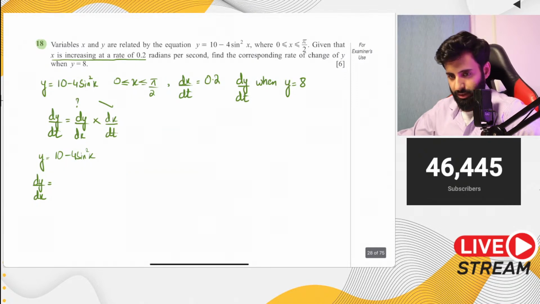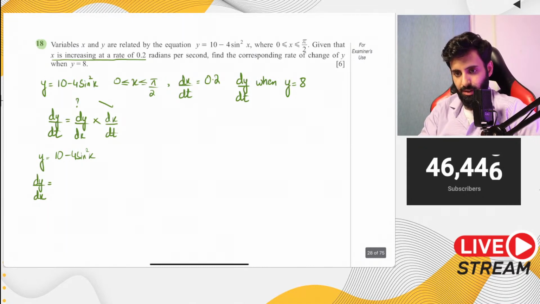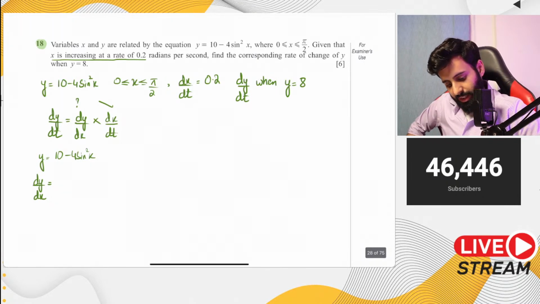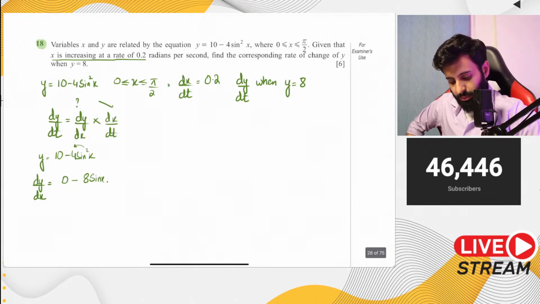Eight sine x. Are you sure about that? Are you sure about that? 8 sine x? Anyone else? Yes, it's going to be minus 8 sine x cos x. So basically 10, when you differentiate that, is going to be 0. And then when you differentiate this, first you differentiate the power, so it becomes 8 sine x. And then you multiply this by the differential of the trigonometric function, sine x, which is cos x. So this is what you end up with: minus 8 sine x into cos x.